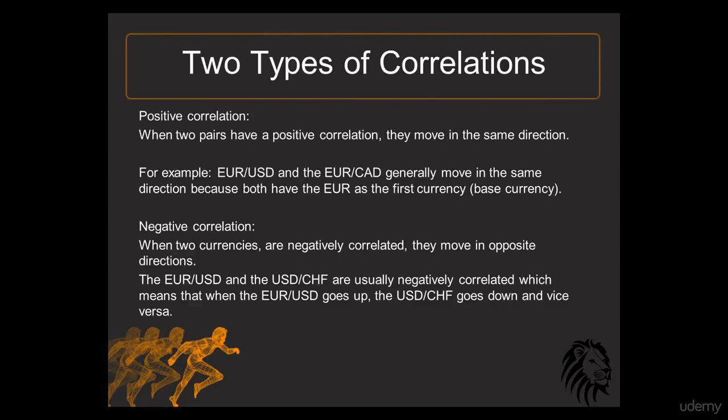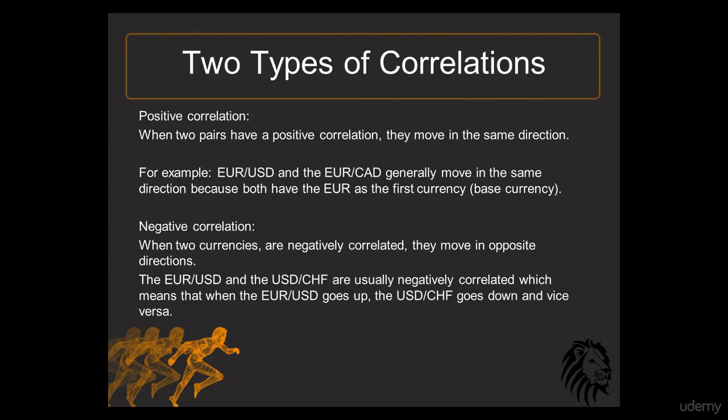Furthermore, opposite to a positive correlation, where two currency pairs move in the same direction, we have negative correlation. When two currency pairs are negatively correlated, they move in opposite directions. For example, the euro US dollar and the US dollar Swiss franc are usually negatively correlated, which means when the euro goes up, the dollar goes down, and vice versa.